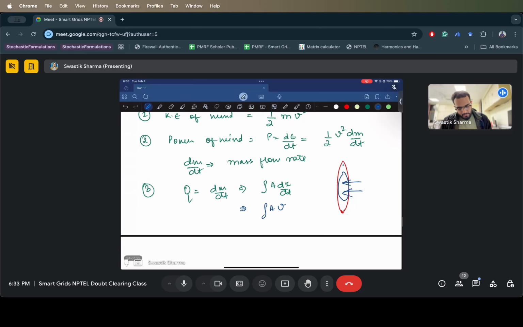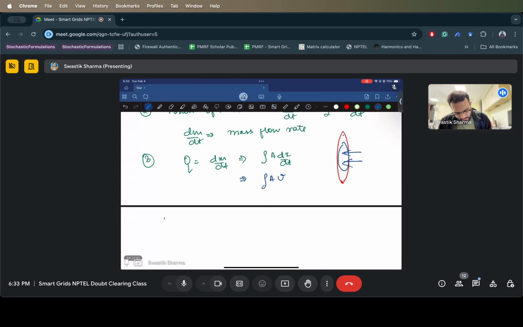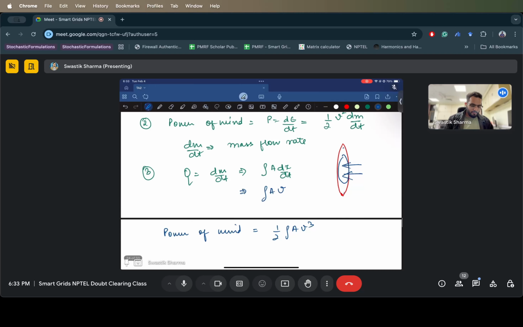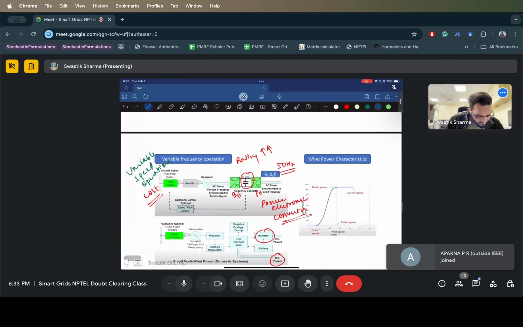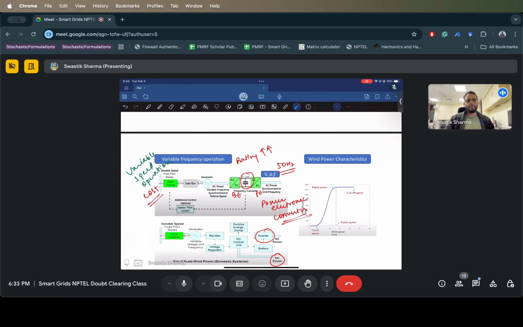And if we put it back into the wind power, we get the power of wind to be half rho a v cube. So the wind power, with respect to the velocity, is in terms of cube. So it varies cubically. That is why, when I said over here, this is non-linear in nature. It is because of the cubic relation between velocity and power.